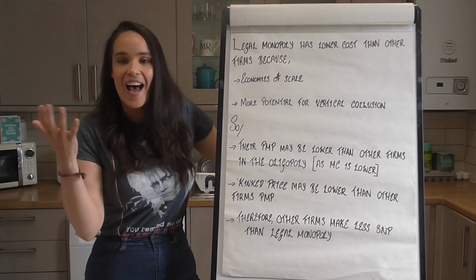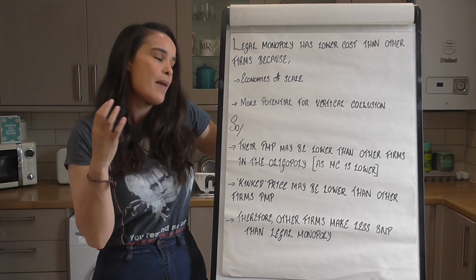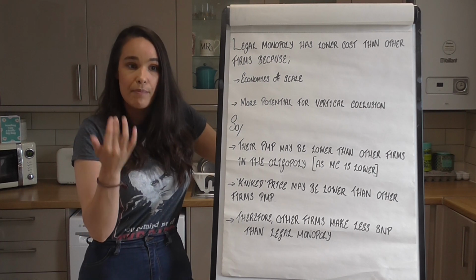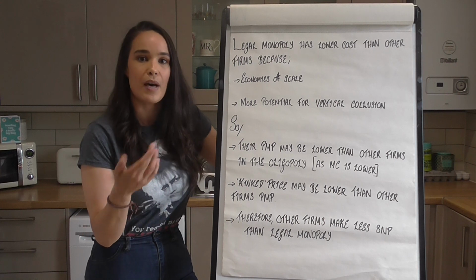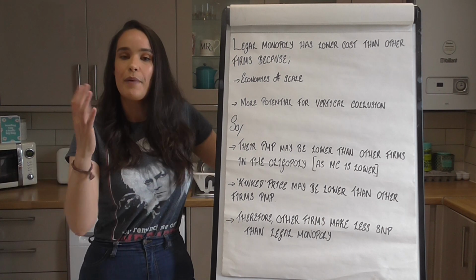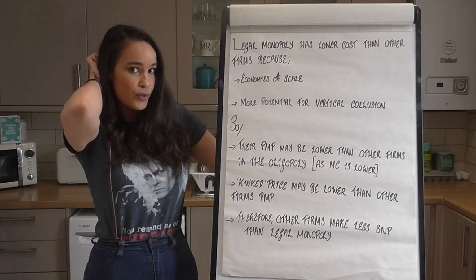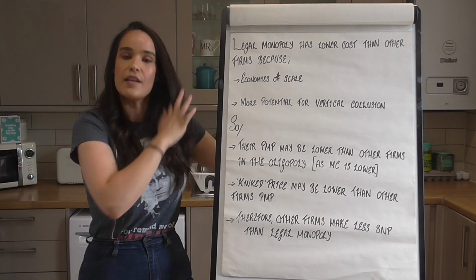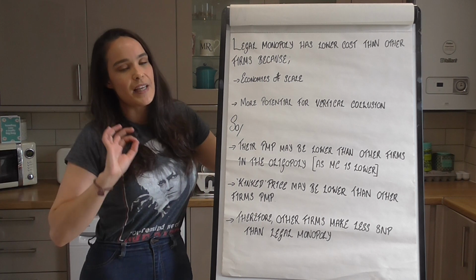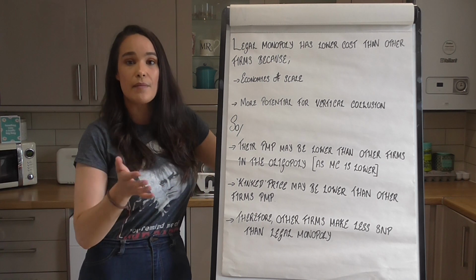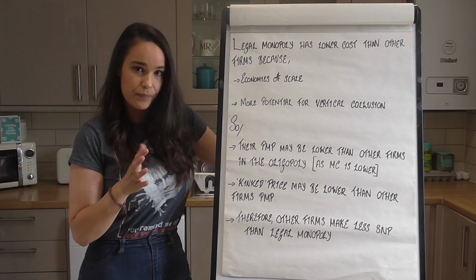So what does that actually mean? Well, it means that their profit maximising position, their price, is going to be lower than others in the market who do not have the same economies of scale or power to vertically collude, or any of those things that lower their average cost and their marginal cost. So that means that the profit maximising price might be lower than some of their other competitors in the market.